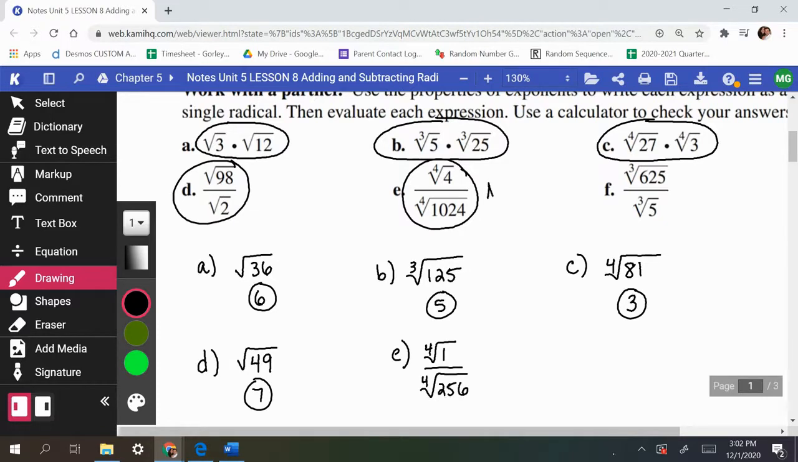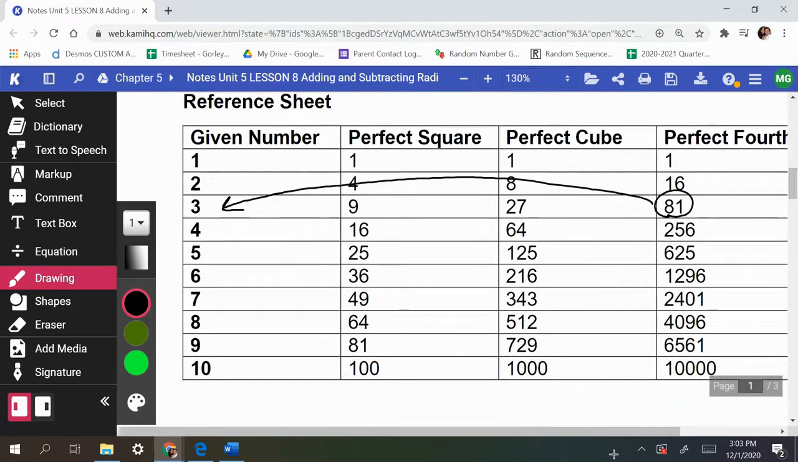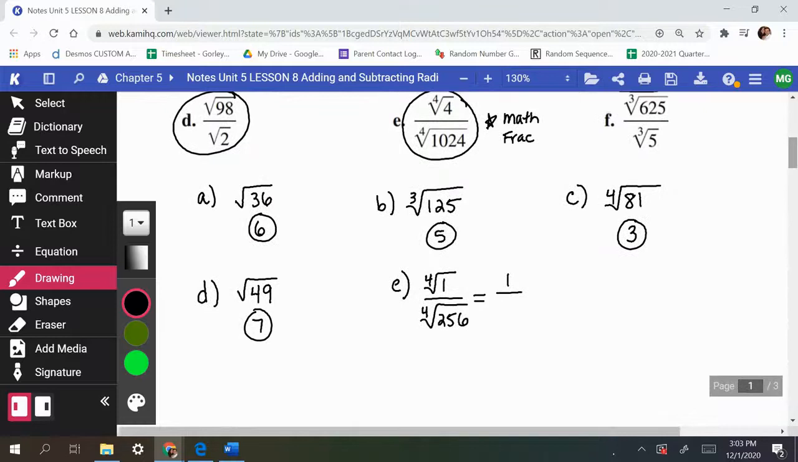I just put this in my calculator, press enter, and then I go to math, and under math I can choose fraction. So I call it math fracking, but that's how I got the reduced form so quickly down to 1 over 256. The fourth root of 1 is just 1. And what's the fourth root of 256? The fourth root of 256 is going to be 4, right? It's a perfect fourth of 4. So I get 1/4.